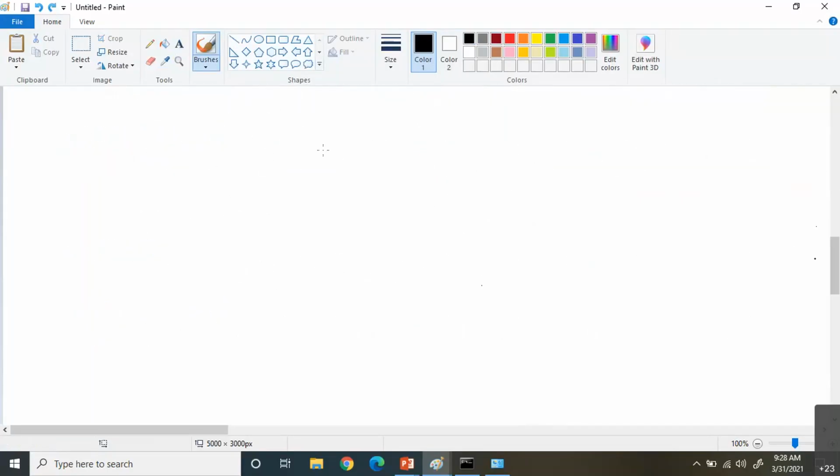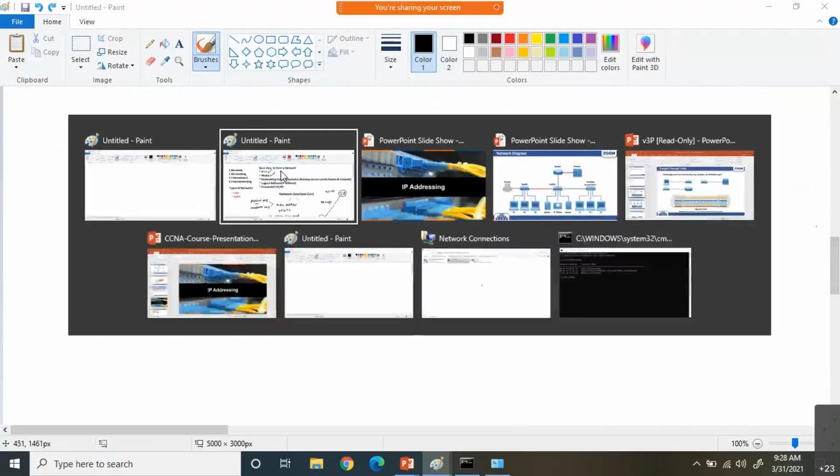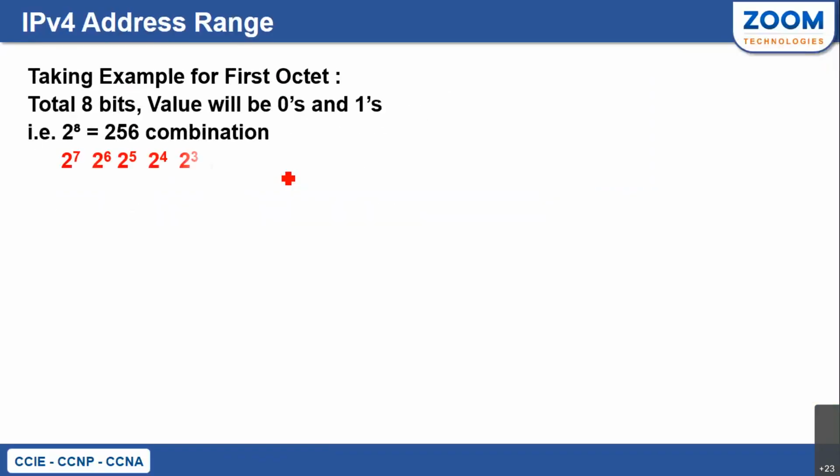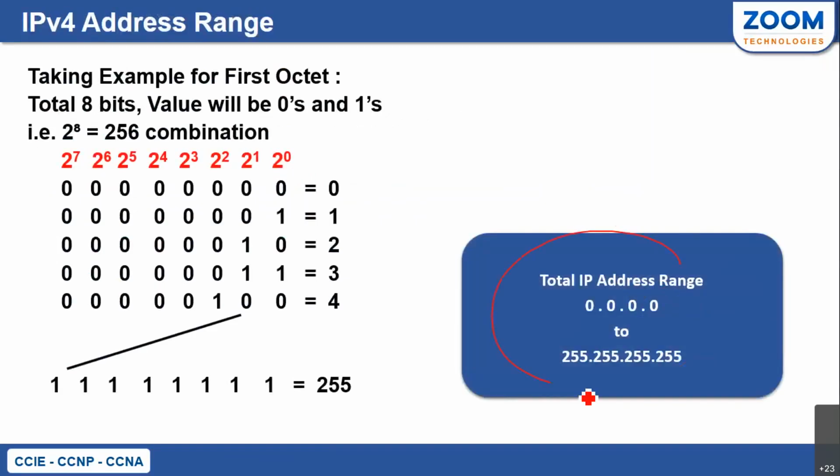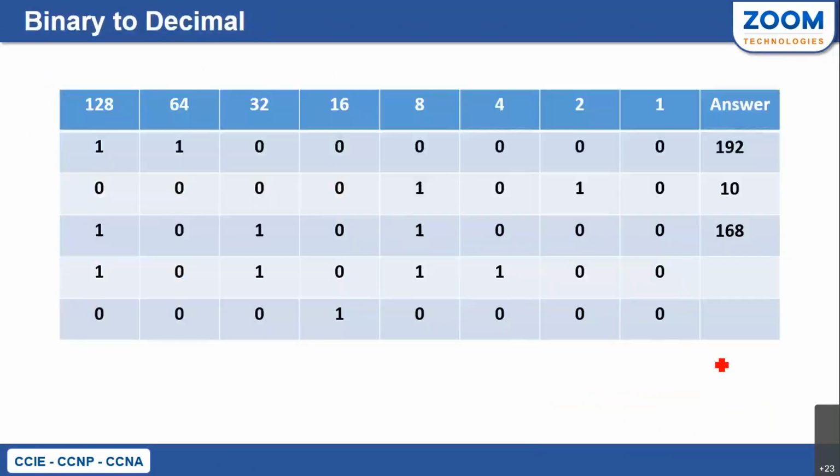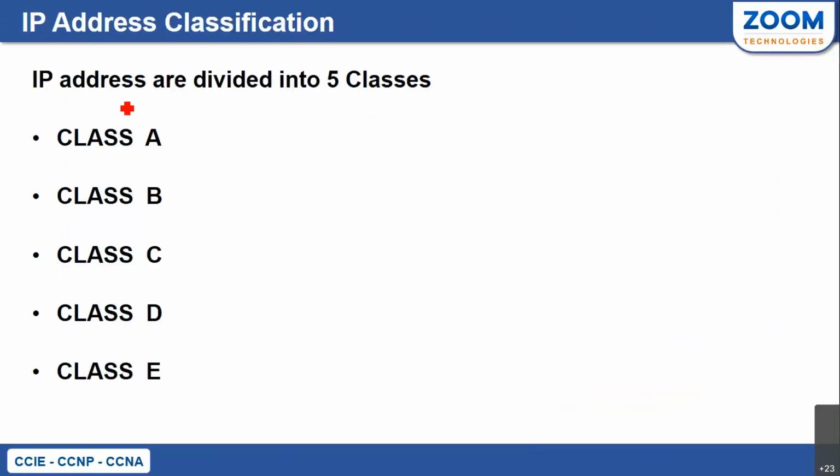Now all 4.3 billion IP addresses have been classified into 5 classes. This is the range of IPv4 addresses, 0.0.0.0 to 255.255.255.255. IP addresses are divided into 5 classes: class A, class B, C, D, E.